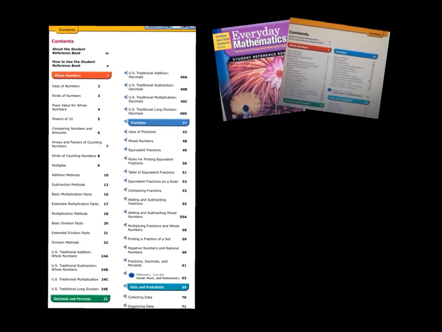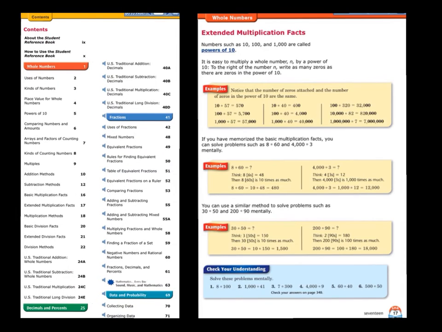Give me a thumbs up when you've gotten to that page. You should have found that essay on page 17. If you look down, you would see that extended multiplication facts is on page 17, and that page should look just like this. You'll see there's a little bit of information, which is called the essay, some examples, and then some check your understanding problems.